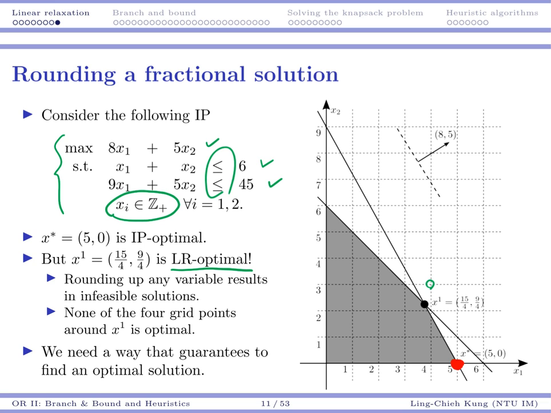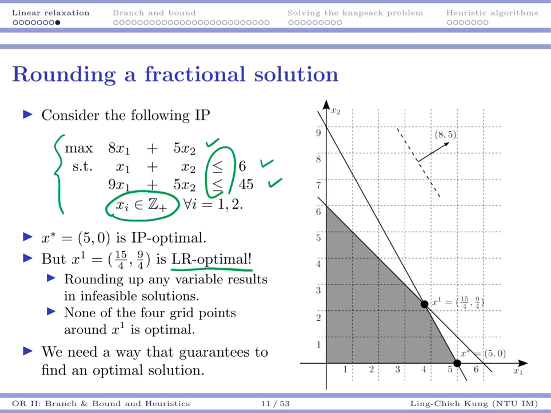You cannot just round up two variables. If you round up one variable, for example, round up x1, you're going to get 4 and something. But then you may see that the 4, 2 is also infeasible. Okay? So that's also not a very good idea. Also, if we are talking about the other solutions, none of these are optimal solutions. Our optimal solution is (5, 0), which is somewhat far from our LR optimal solution. So that means if you round up or round down, that may create infeasibilities.